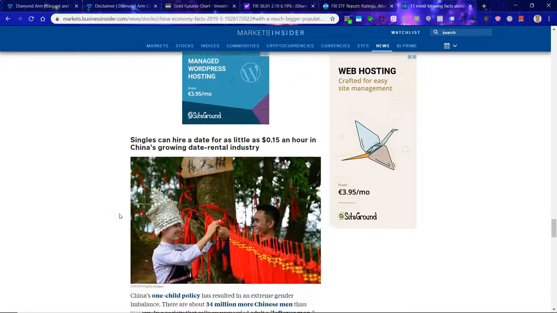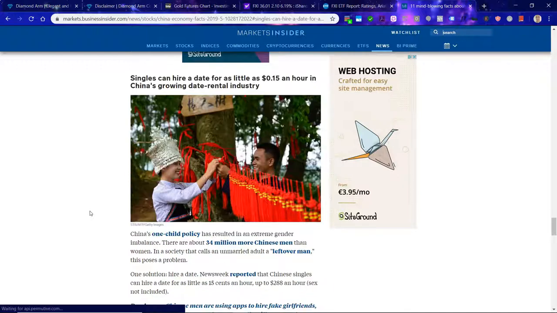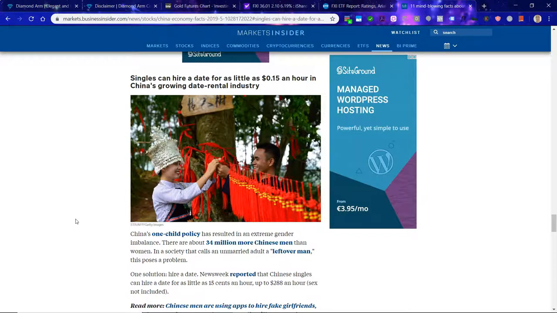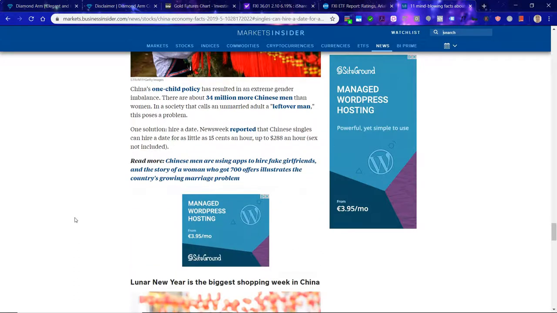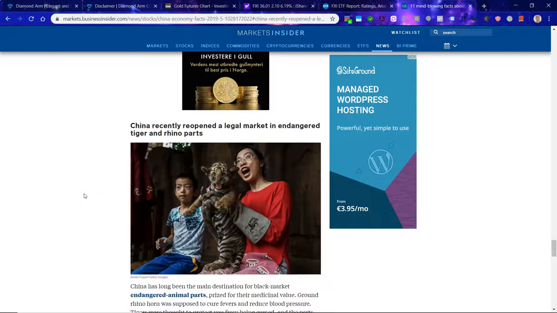And that's very interesting. Singles can hire a date for as little as $0.15 an hour in China's growing date rental industry. That's one of the cultural aspects of China: status is very important in Chinese culture. So you do have these kinds of things. There are also people hiring actors to participate in funerals to make them more sensationalistic. Lunar New Year is the biggest shopping week in China.